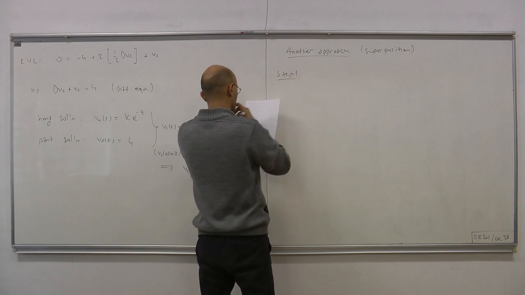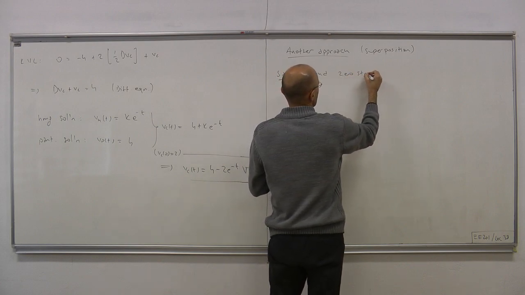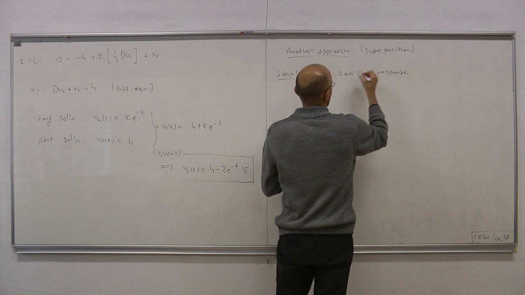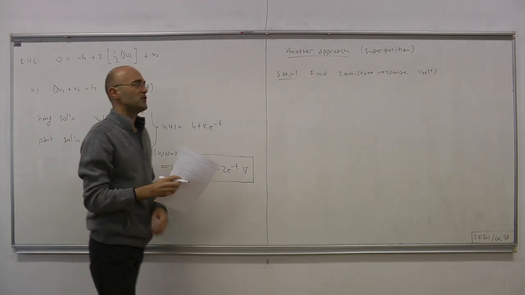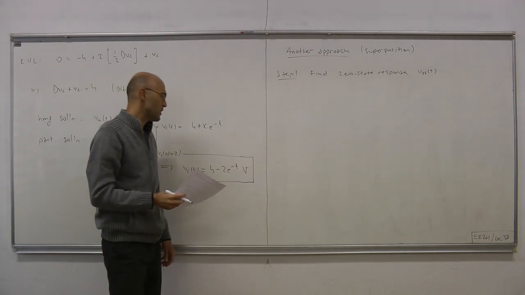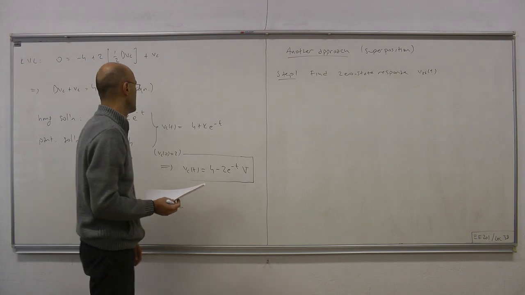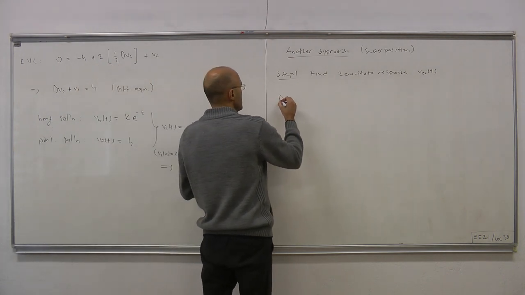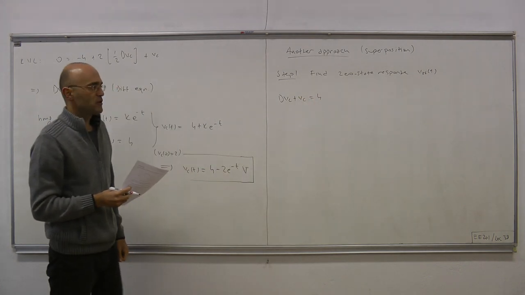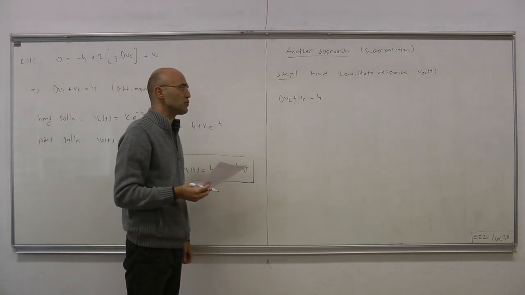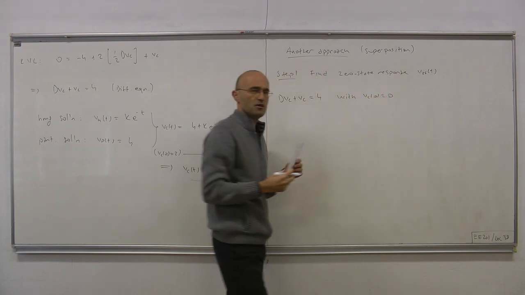Step 1, find the zero state response, that's V_ZS(t). By finding the zero state response, we're going to assume that the capacitor is initially uncharged. The initial capacitor voltage is 0. Then dvc/dt plus vc equals 4. That doesn't change the differential equation at all. Still we have the same differential equation, but the initial condition constraint is now different. Now we're considering vC(0) equals 0.